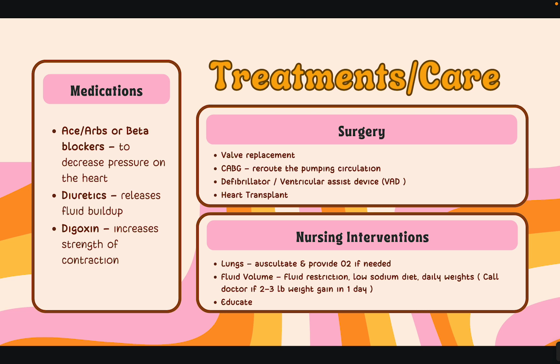And then this is very important, and something asked on your exams, is your daily weights. It will be asked on your exam when you have to call your doctor when you're doing a daily weight. So you'll get a scenario that the patient is admitted for heart failure and you're doing your daily weight, and the patient's weight went from 150 pounds to 155 pounds within 24 hours. What would be your next intervention in this case? Your answer is to call the doctor, okay? Because gaining more than 2 to 3 pounds in one day is not okay. It's not normal. It indicates that the patient is retaining more fluids, okay?